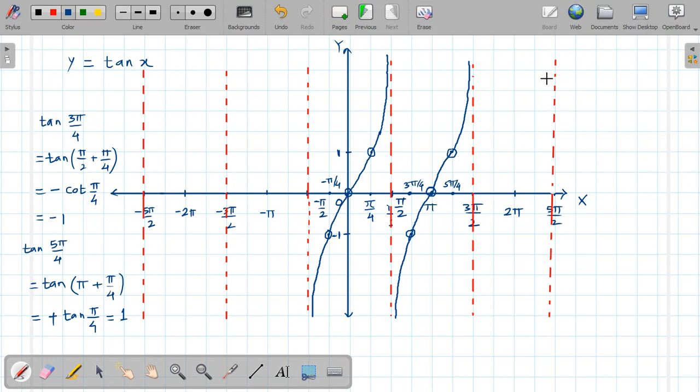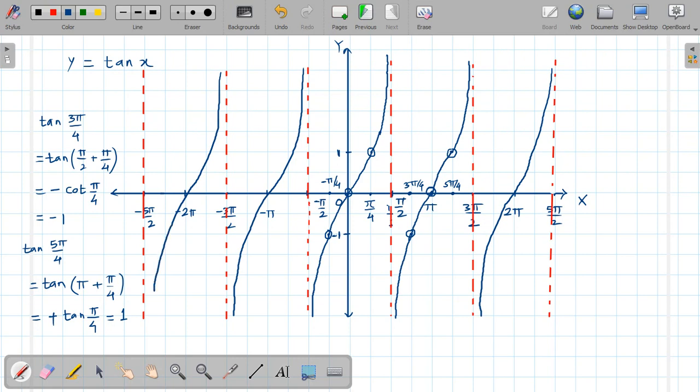You will get the same curve here. I will draw directly like this. For this interval you will get this type of curve. Okay, if you complete like this, then similarly here also you will get the curve. See the nature of the curve like this. So this is the graph of the tan function.